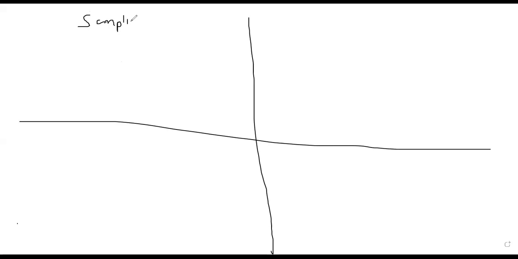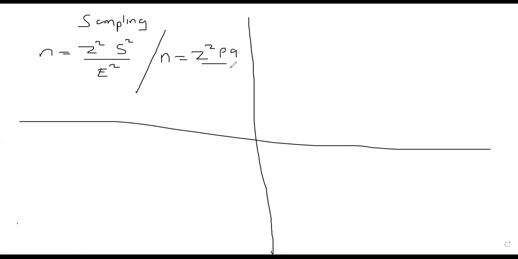Number one, sample size, N is equal to Z, the variance over the level of precision E. This is if you're using a sample. If you're using a population, Z PQ over E.